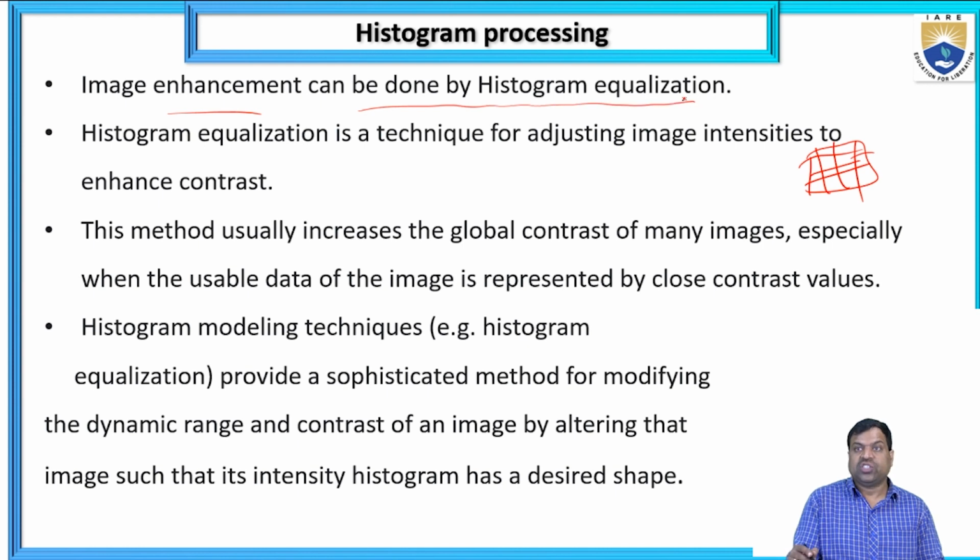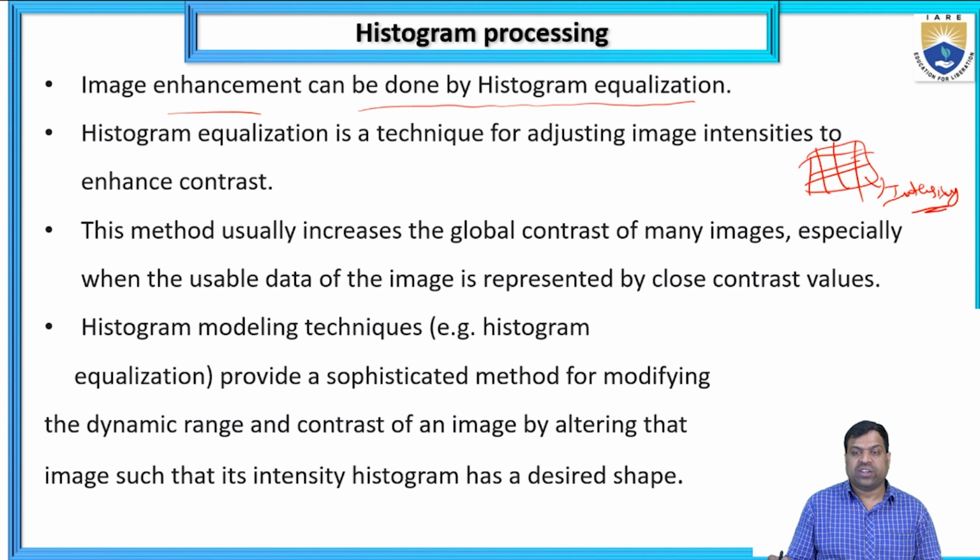it can be done by histogram equalization. Histogram equalization is a technique for adjusting image intensities to enhance the contrast. When we are changing the intensity values, then the contrast of the image will be increasing. That is the histogram equalization. And this method usually increases the global contrast of many images, especially when the usable data of the image is represented by close contrast values.